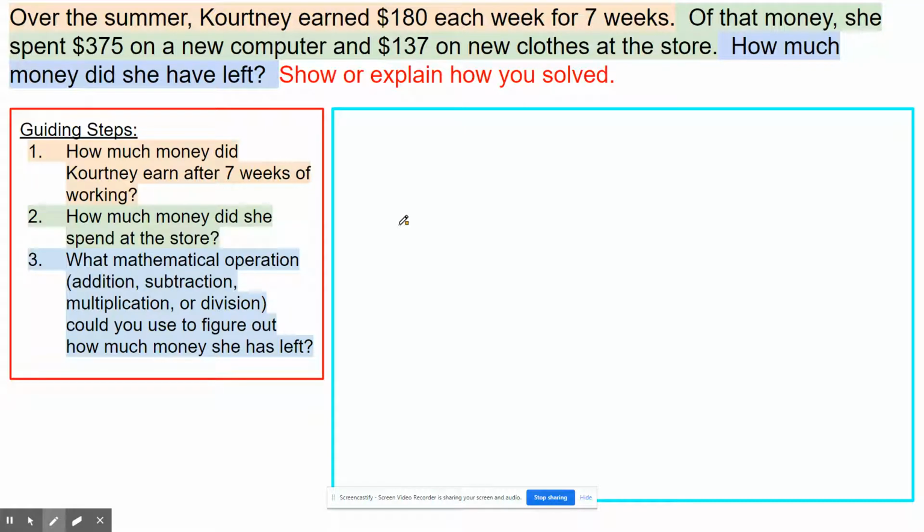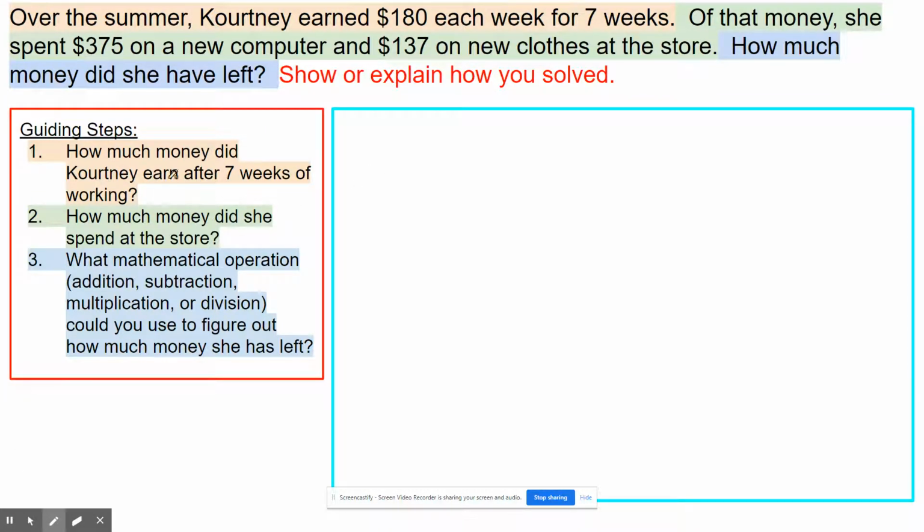Over the summer, Courtney earned $180 each week for 7 weeks. Of that money, she spent $375 on a new computer and $137 on new clothes at the store. How much money did she have left? Show or explain how you solved.